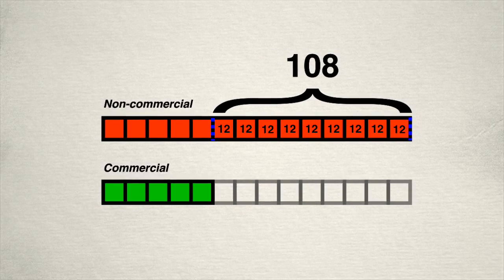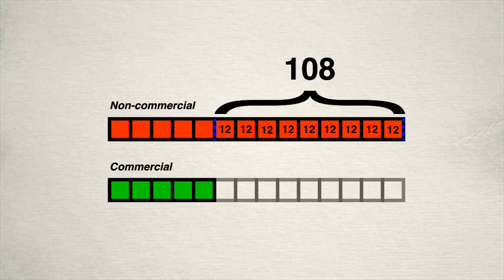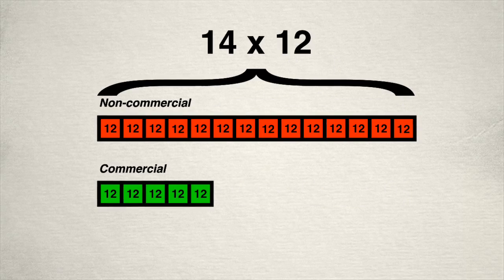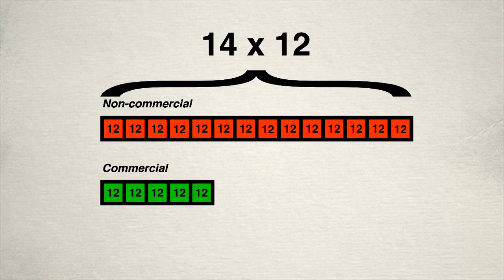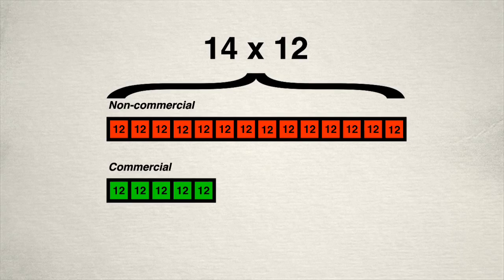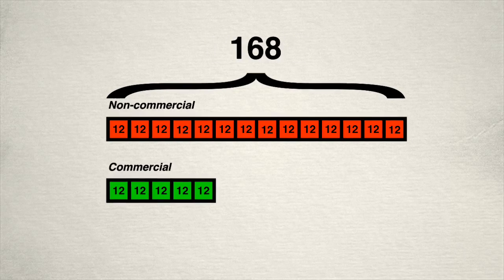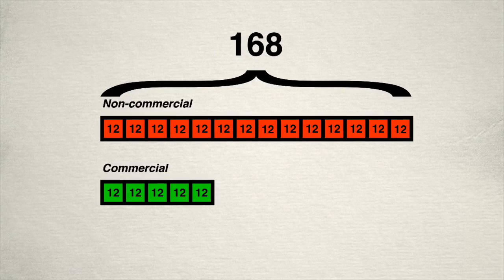Now, because we know that each unit is worth 12, we can simply plug that in for the rest of the units in the problem. If we want to know how many non-commercial vehicles there are on the road, then we see 14 units of 12, which is a product of 168 non-commercial vehicles.